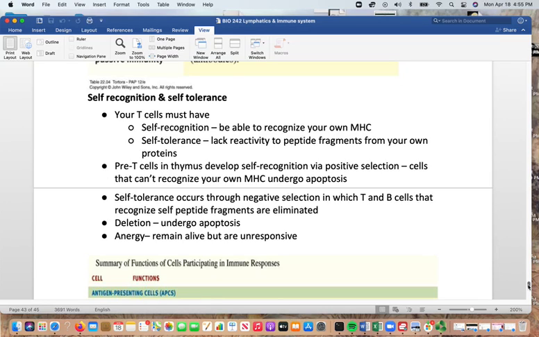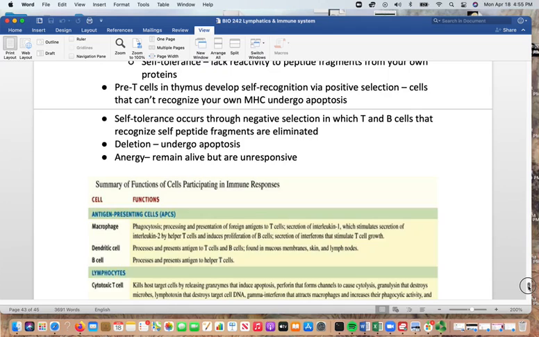So your pre-T cells in the thymus, they will develop self-recognition through positive selection. So the cells that can't recognize your own MHC undergo apoptosis. Self-tolerance occurs through negative selection, in which the B and T cells that recognize self-peptide fragments get eliminated. They can undergo deletion, where they undergo apoptosis, or anergy, where they'll remain alive but just become unresponsive.